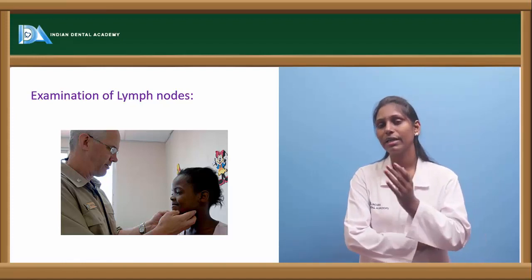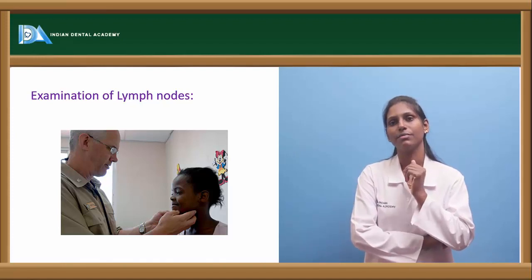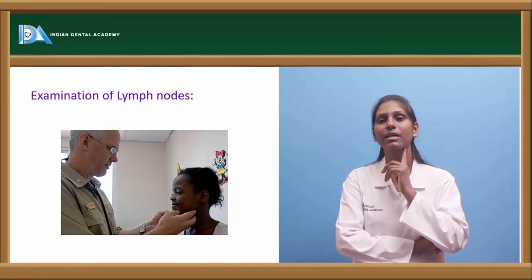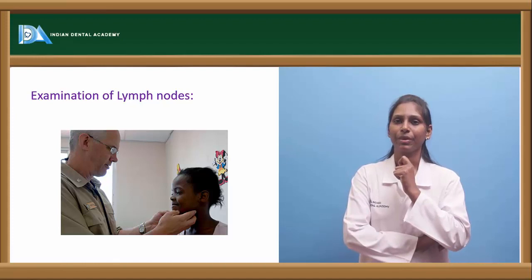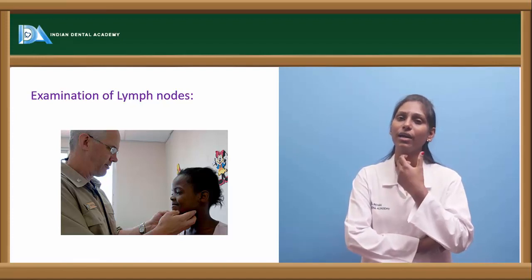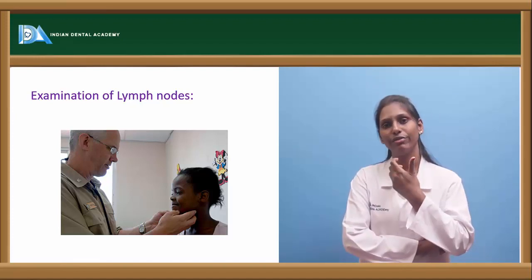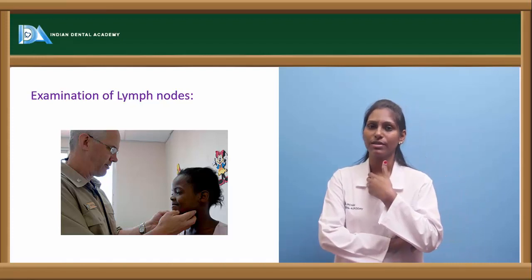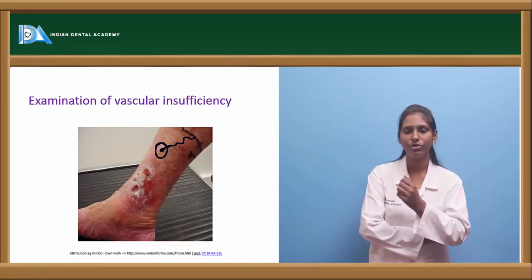When we are talking again about tuberculous ulcers, in those tuberculous ulcers, what we can see, lymph nodes are usually matted. We can actually palpate matted kind of lymph nodes in case of a tuberculous ulcer. So this is how examination of lymph nodes happens.